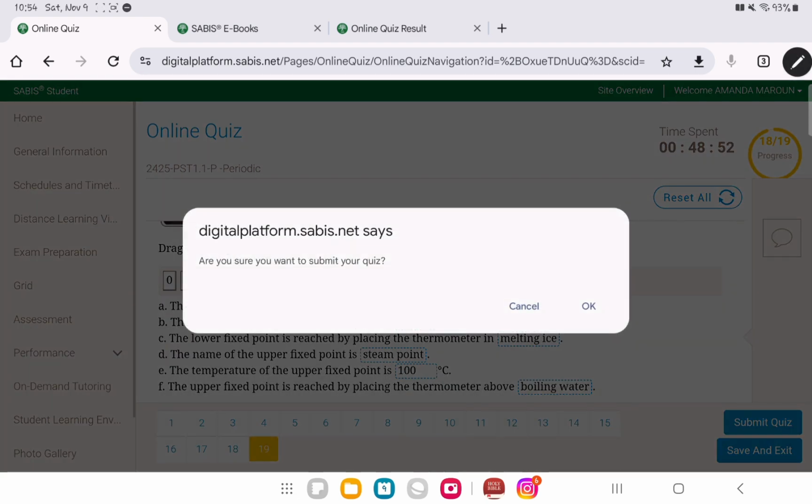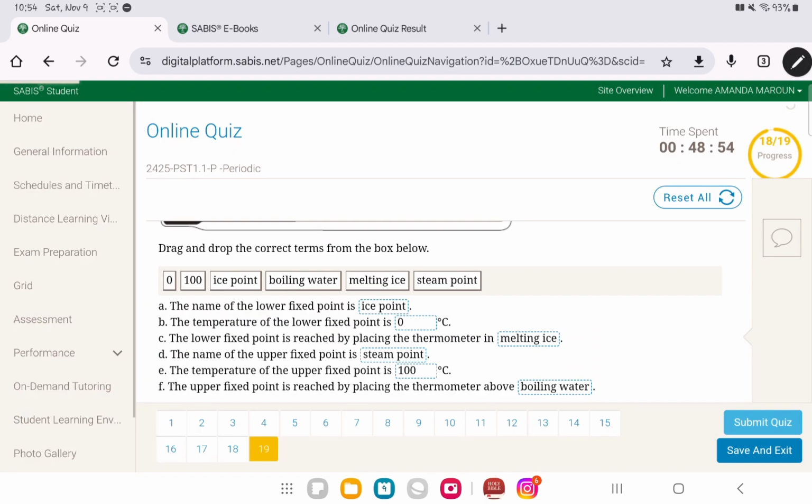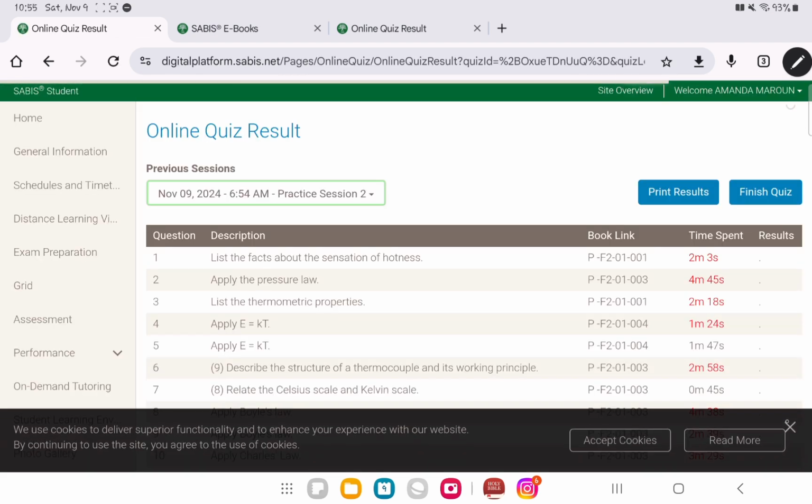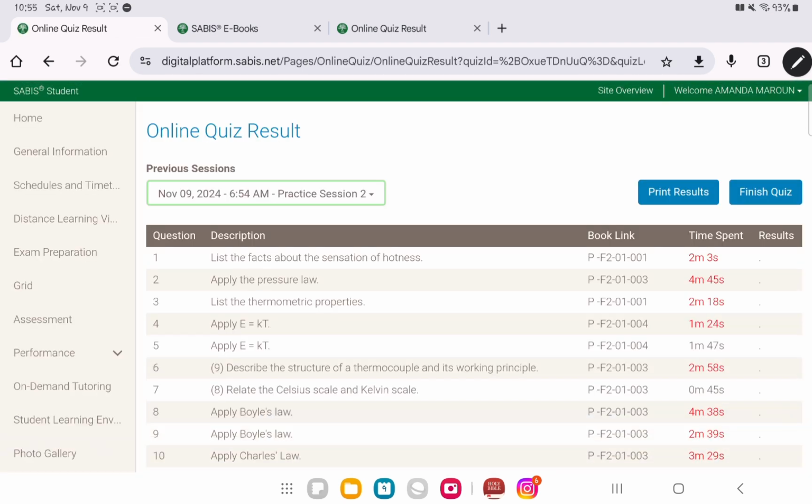So let's submit, and inshallah we don't have any mistakes, hopefully. And thank God we don't have any mistakes.